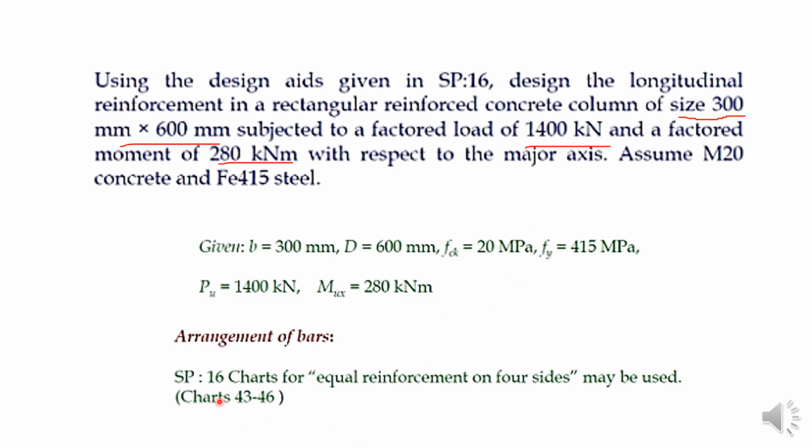So we have to use the SP16 chart where reinforcement is distributed on 4 sides, that is, equal reinforcement on 4 sides may be used. Charts 43 to 46 of SP16 can be used for the design of this rectangular column. Let us see the chart and find the non-dimensional parameters. From that we find the percentage of steel reinforcement.